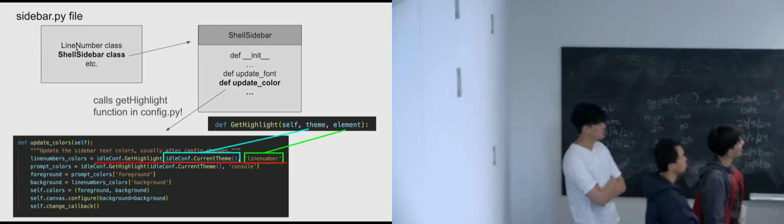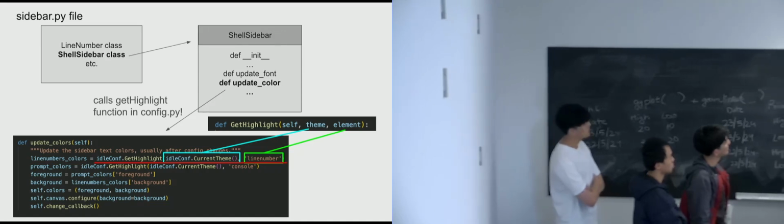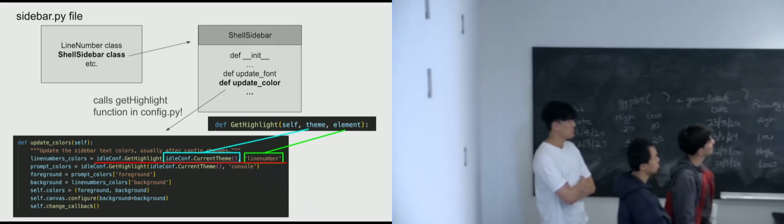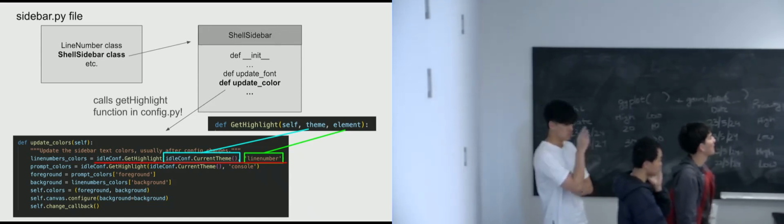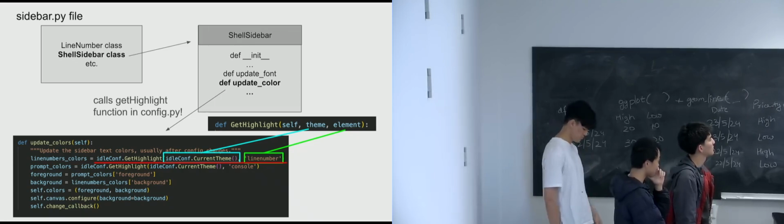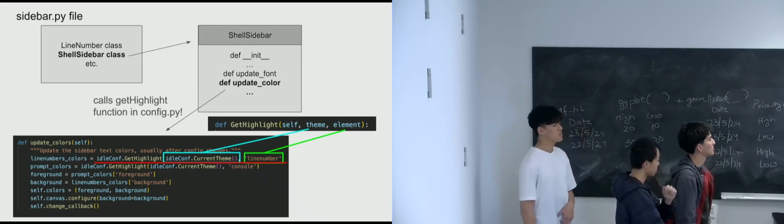If you go to sidebar.py, you can see there are two different classes, one of them being the shell sidebar class. For the shell sidebar class, there are different functions, one of them being update color. And here is the code for update color. You can see it references the get highlight function that they were mentioning earlier, and it's passing in the current theme and element.